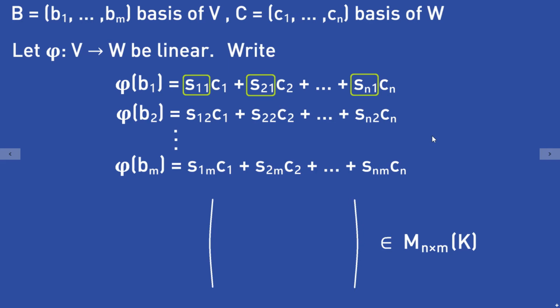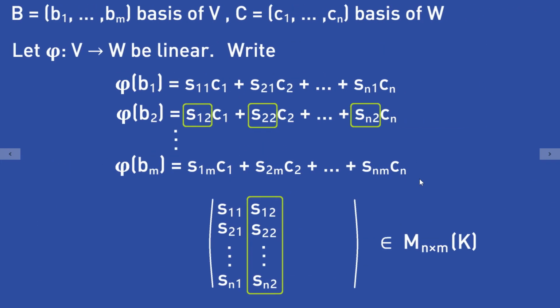And then you write them in the first column of the matrix the following way. So here you have S11, that here is S21, and this here is Sn1. For the second column, you have to take a look at these coefficients here. So S12 has to be there, S22 is here, and Sn2 has to be there. You continue this process until you get to column m.